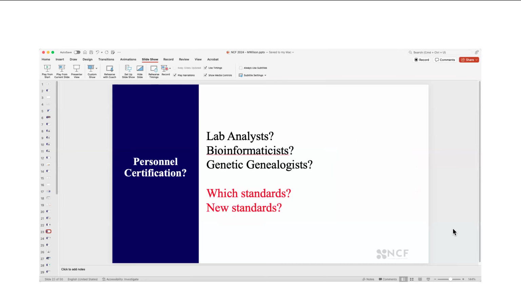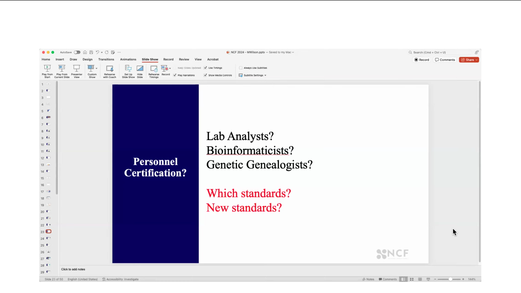So for example, how are the lab analysts going to be tested? Are they going to fall under 17025 or potentially CAP CLIA? What about the bioinformaticists, the folks who look over the data and make the kinship associations, or upload to the databases and look at the matches? Folks who write code for dealing with degraded DNA, etc. How are they going to be tested? It's still an open question.